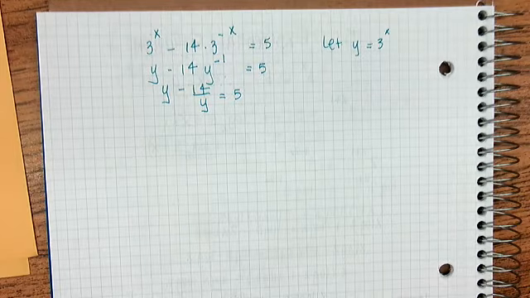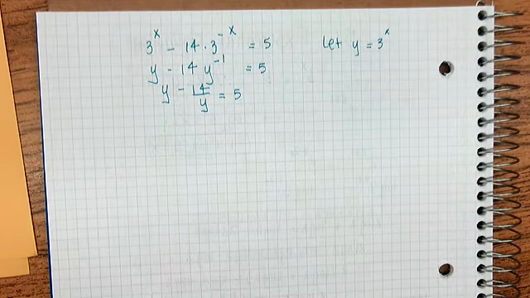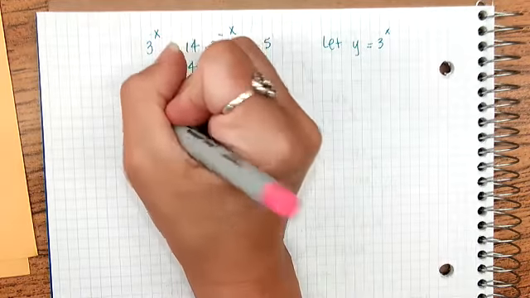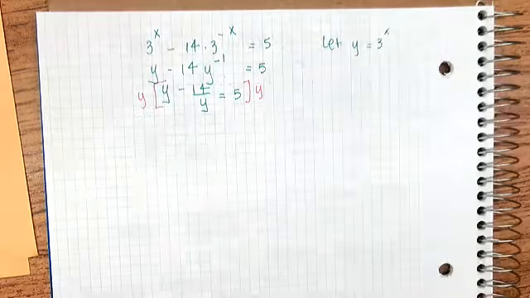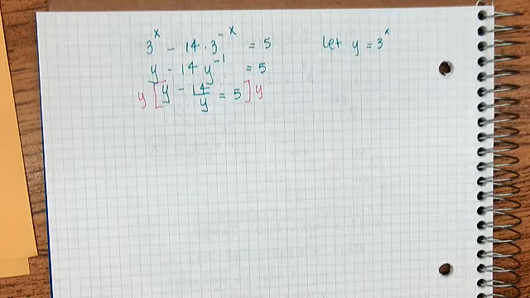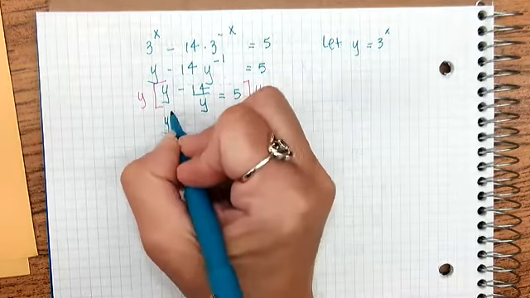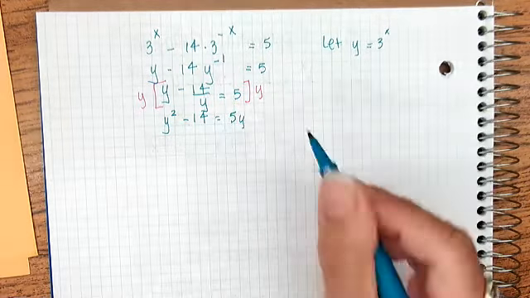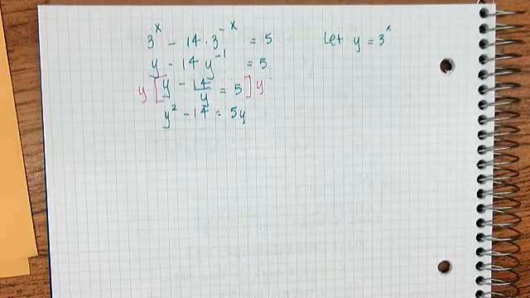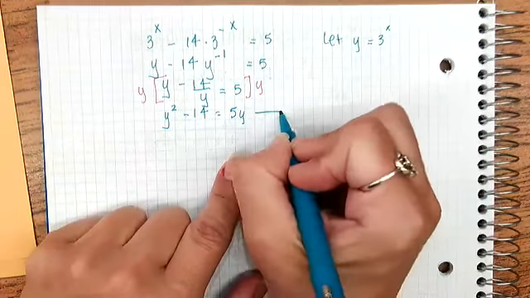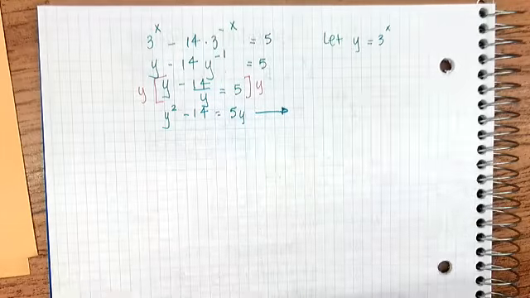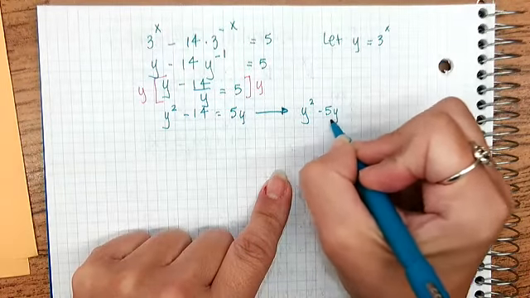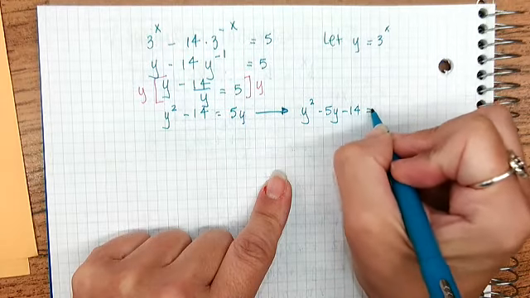Let's multiply both sides by y. Multiply through by the common denominator so that you can get rid of the fraction. Y squared minus 14 equals 5y. Lo and behold, it's another quadratic that will need factoring. I'm going to do it this way so I can save myself some room. Y squared minus 5y minus 14 equals 0.